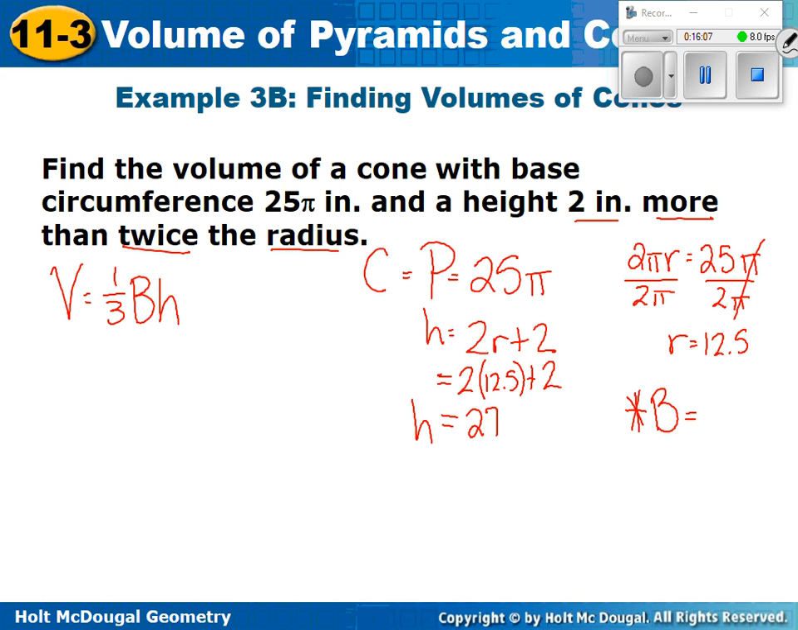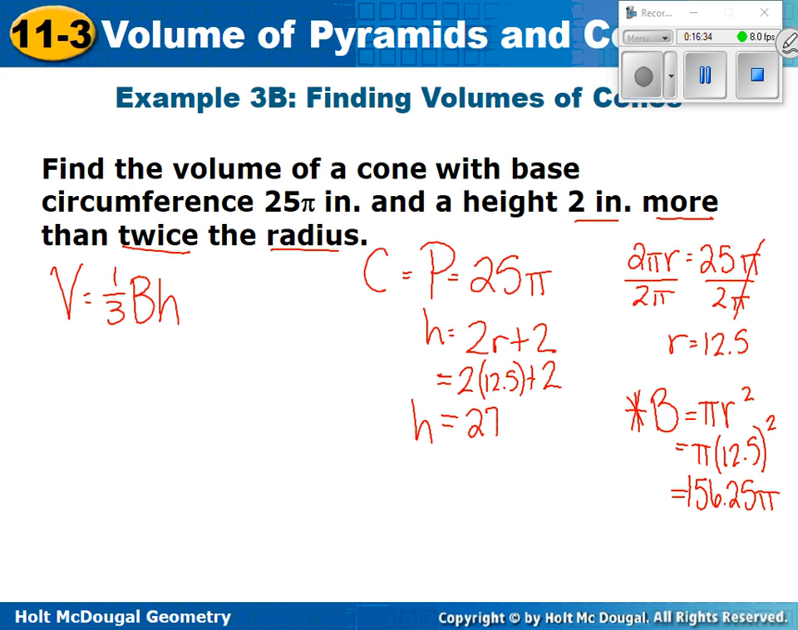It's a circle, so it's pi r squared. All right, plug in your radius, which was 12.5, and square it. What's 12.5 squared? Very good. So we have 156.25 pi. Is that correct?